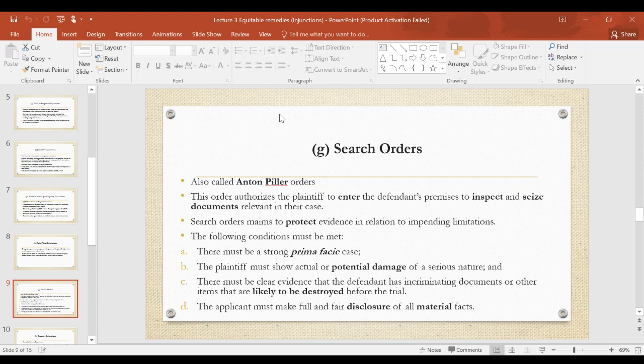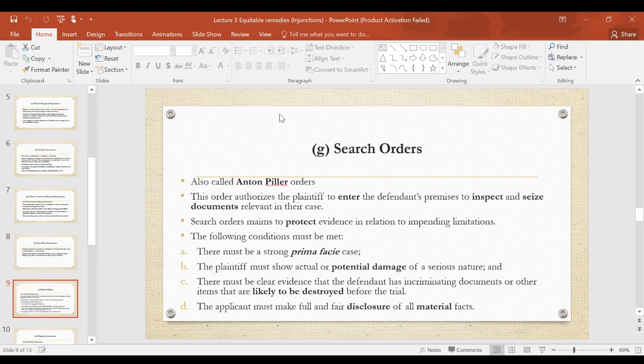Also, it's worth mentioning that the applicant must make a full and fair disclosure of all the material facts that is leading them to believe that there is likelihood that the defendant is incapable of cooperating and providing all the necessary information required by the plaintiff to prove their case. So that disclosure must be on the plaintiff to prove the need for this order to be awarded against the defendant.